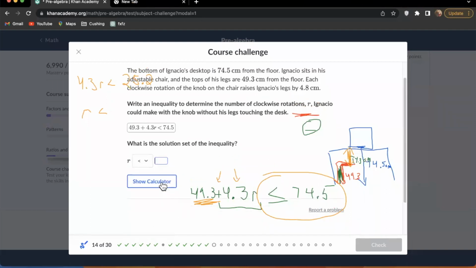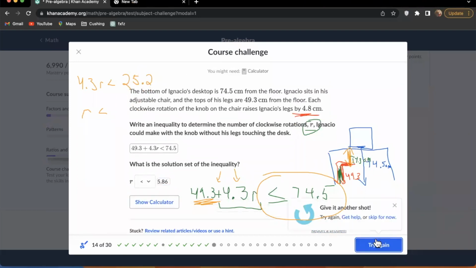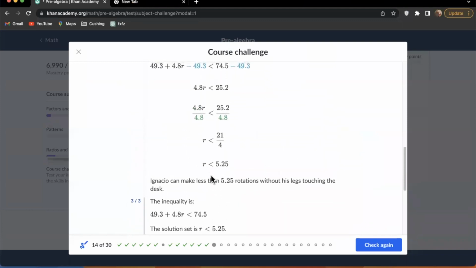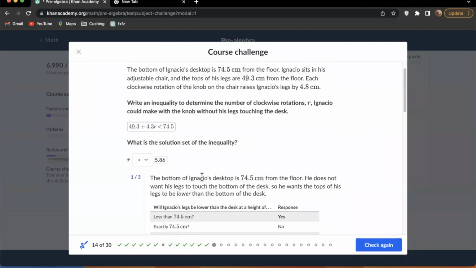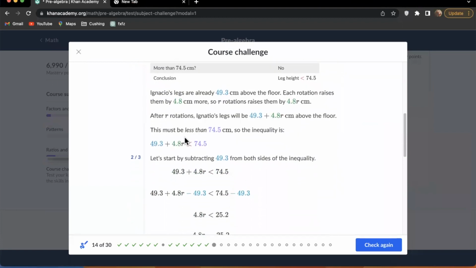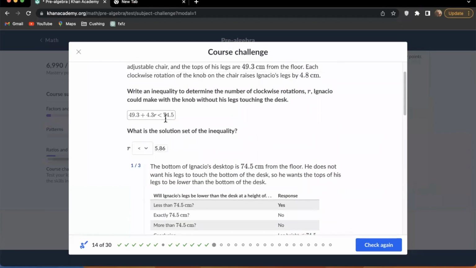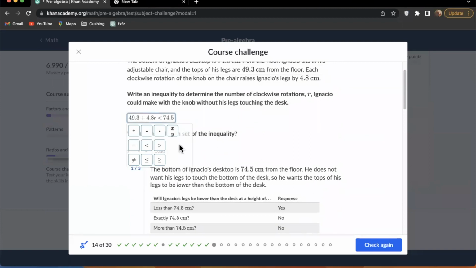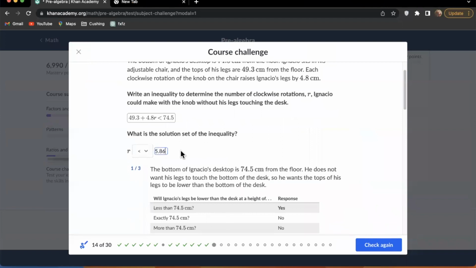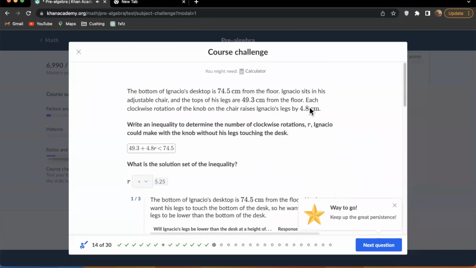R needs to be less than 5.86. I don't know if it's going to give me this. Maybe at like 6, I don't know. So let me check the hints. Get help. I need help. Oh, did I use 4.3? Oh my gosh. If you go through this, it's going to say the exact same thing I said. I used 4.3 instead of 4.8. So I use 4.8 there, and then it's this difference divided by 4.8, and 5.25 is the number they were looking for. So I used the wrong distance per rotation.